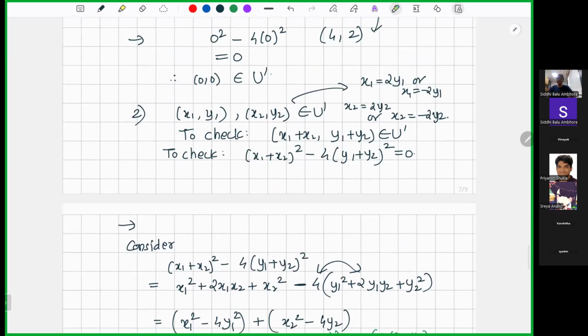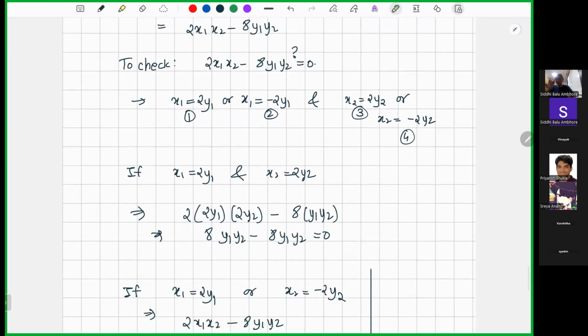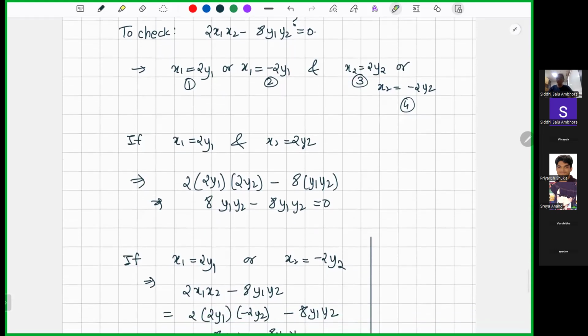Then only this condition is satisfied. And so in order to check this, we have these 4 possibilities since x1, y1 and x2, y2 belong to my set U dash. And when we check for this first possibility that x1 is equal to 2y1 and x2 is equal to 2y2, in that case, it is satisfying the addition. We checked here. In that case, we are getting that it is 0.